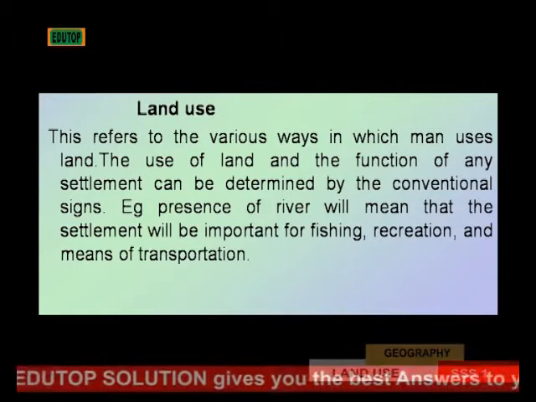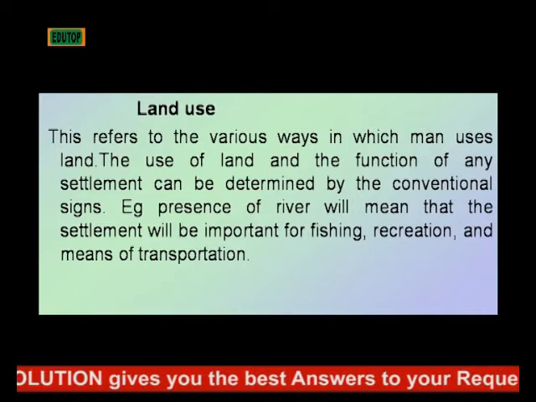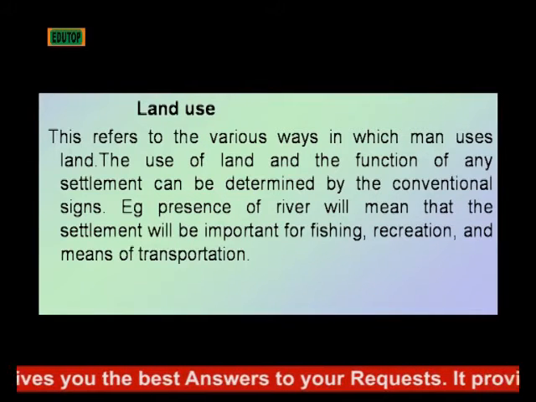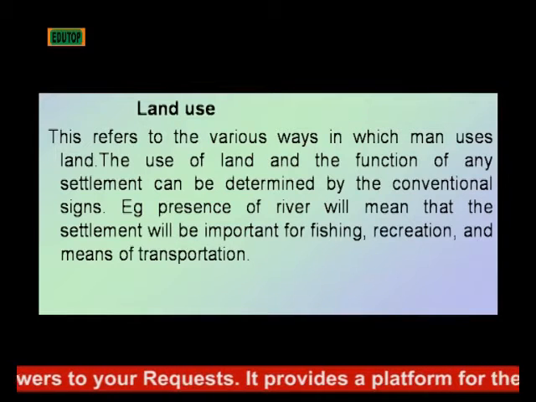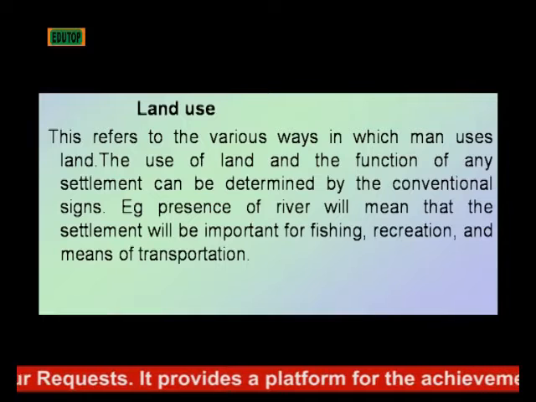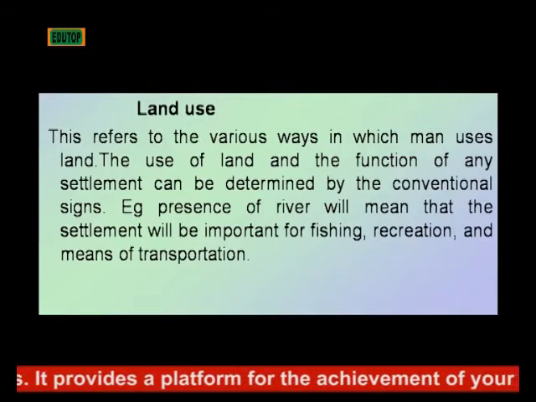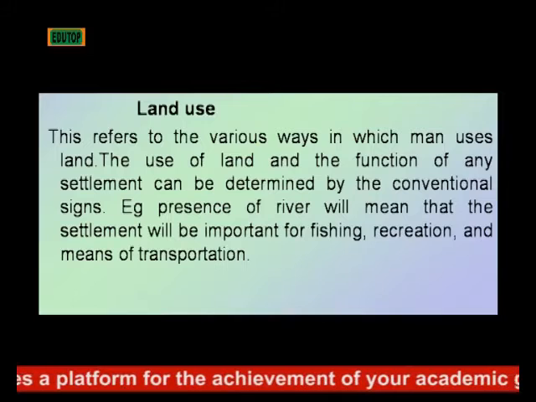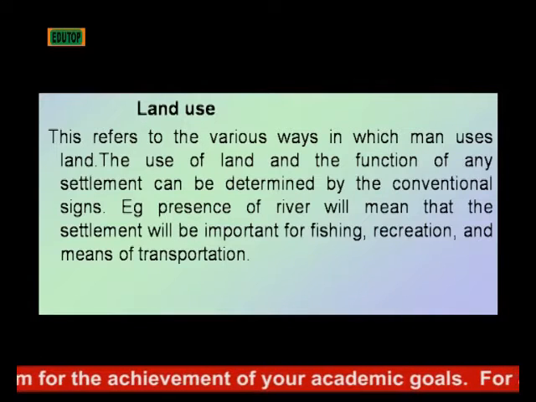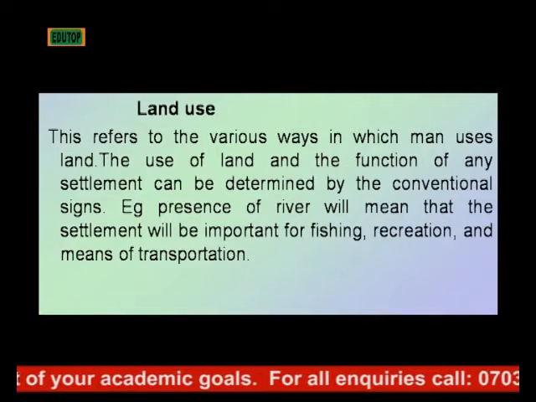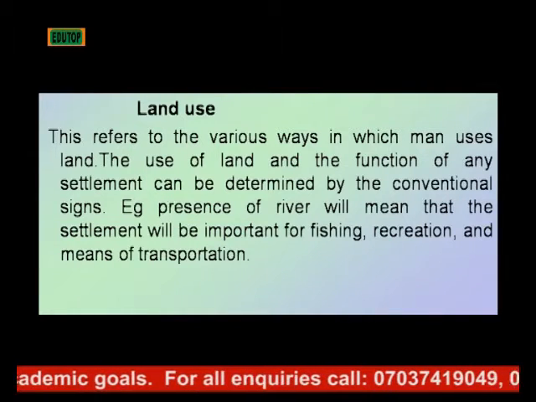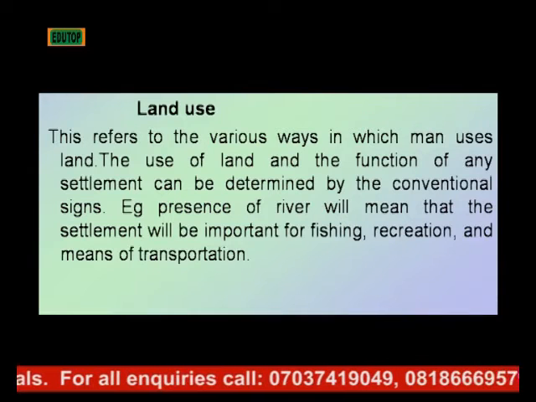Now let's look at this. Land use. This refers to the various ways in which man uses land. The use of land and the function of any settlement can be determined by the conventional signs. For example, the presence of a river will mean that the settlement will be important for activities like fishing, recreation, and also a veritable means for transportation.